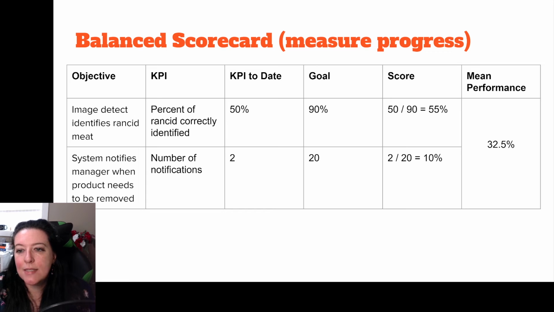Notice the KPI to date and the goal are just numbers. The actual KPI column explains what that number is. So in this case, it's percent of rancid meat correctly identified.